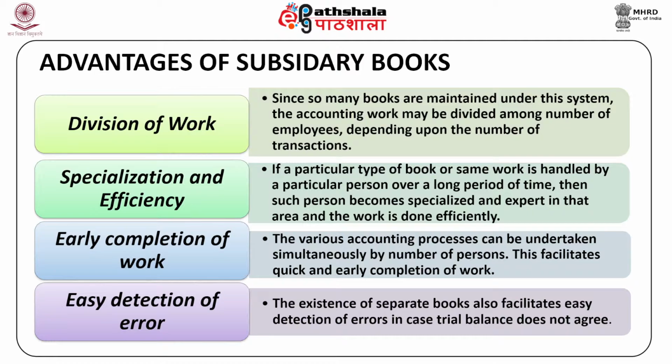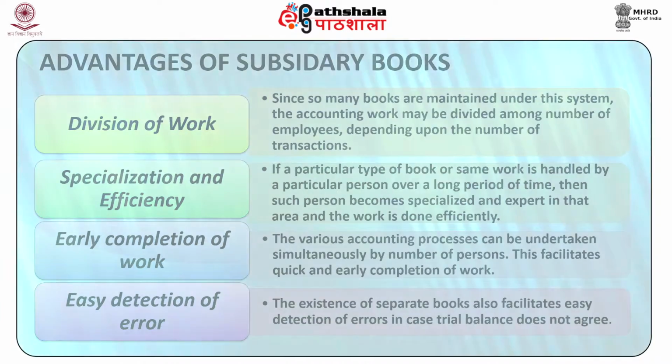Then specialized information. Under this system, each class of transaction is recorded in a separate register or book. Thus, the related summarized information becomes available. The fifth one is easy detection of error. The existence of separate books also facilitates easy detection of errors in case trial balance does not agree.